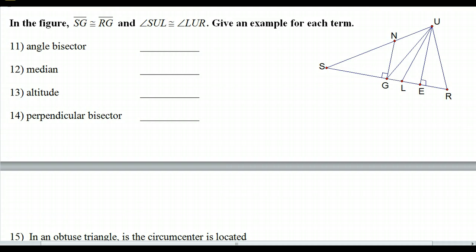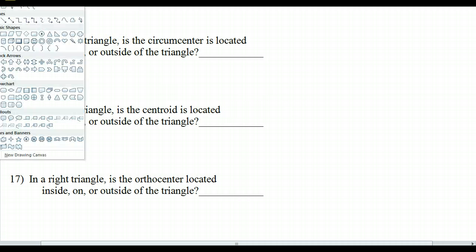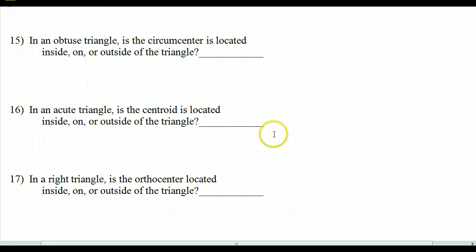Alright, number 15. In an obtuse triangle, is the circumcenter located inside, on, or outside of the triangle? Now there's a certain amount of memorization that you could have done for this, but if you try to memorize it, I think you're just going to forget. So what I really recommend that you do is just draw a quick picture of it. So here's an obtuse triangle.